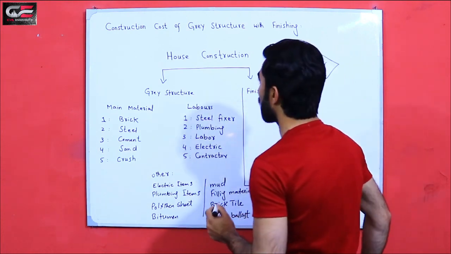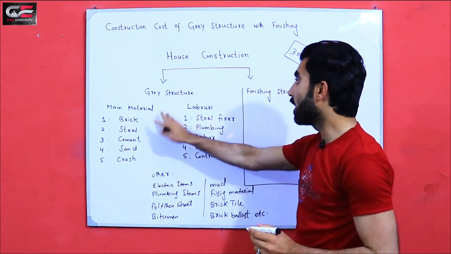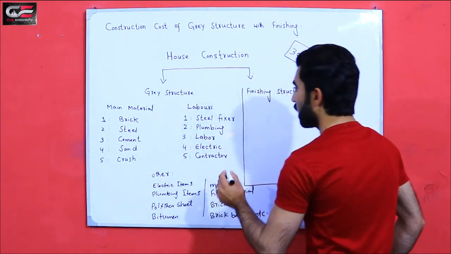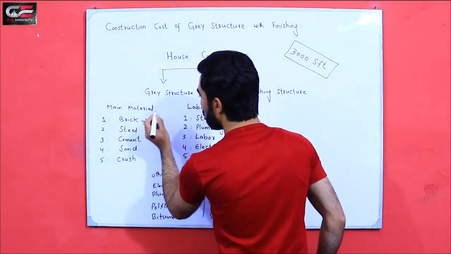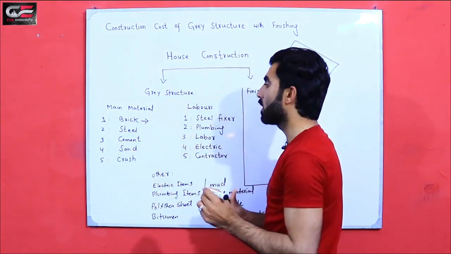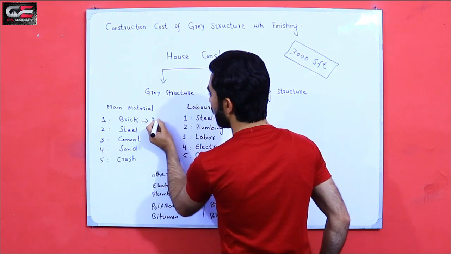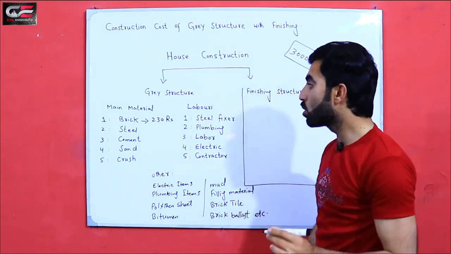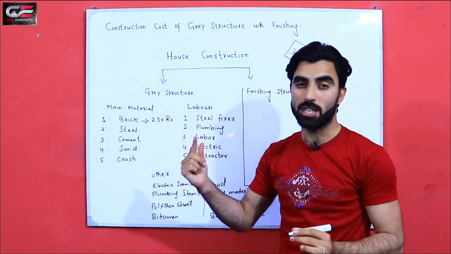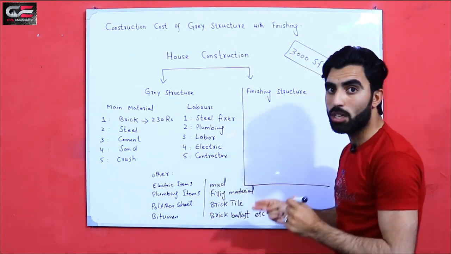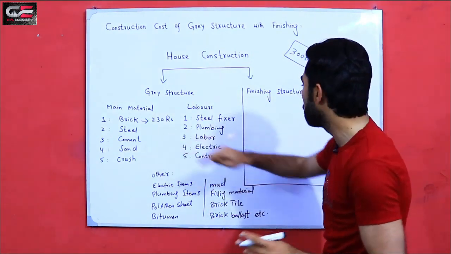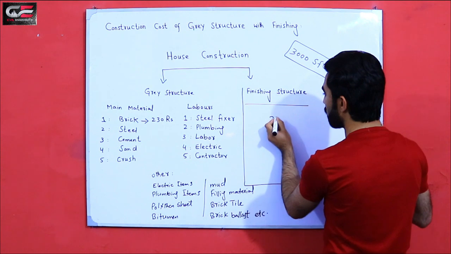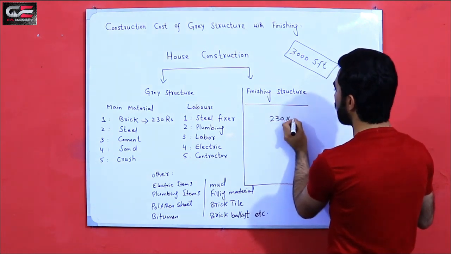So now guys, what is the cost of house construction, especially for grey structure, for 3000 square feet? For brick, from my personal experience, the cost is 230 rupees per square feet. This is the cost of bricks. Now, how can you find the total cost and the number of bricks? You can do the calculation: per square feet cost is 230 rupees, so multiply with 3000.